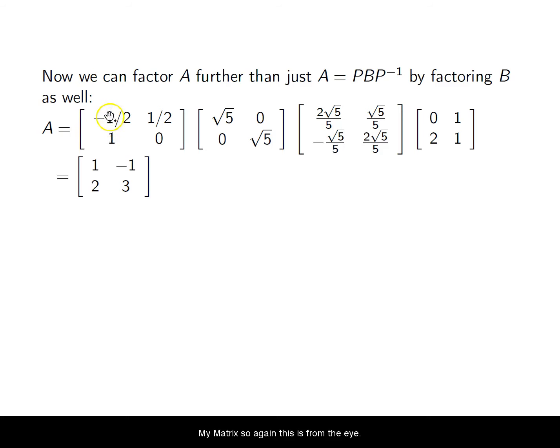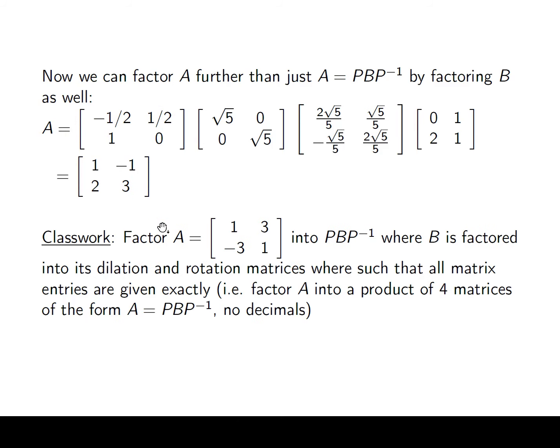So again, this is from the eigenvectors, the real part and the imaginary part of the eigenvector that we use for A. This is the dilation of our matrix A. This is the rotation matrix of my matrix A. And this is P inverse from here of my matrix A. You multiply all this back, and we got our matrix, okay?